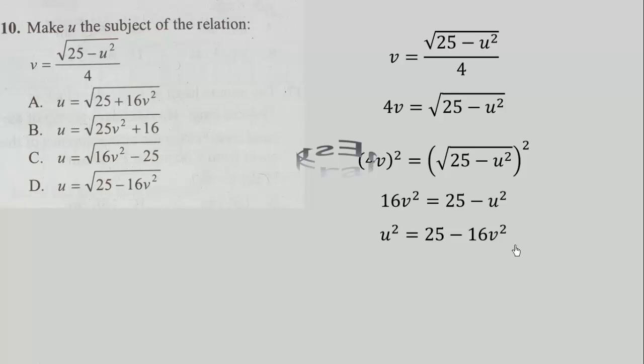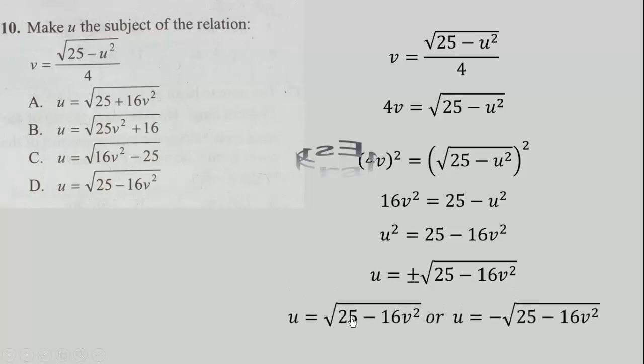Now we need to solve for u. So we take the square root of both sides, plus or minus square root, to get u is equal to the square root of 25 minus 16v squared. So either u is equal to positive square root of 25 minus 16v squared, or u is equal to negative square root of 25 minus 16v squared. So from the options we have the positive one, so we pick the correct answer to be option D.